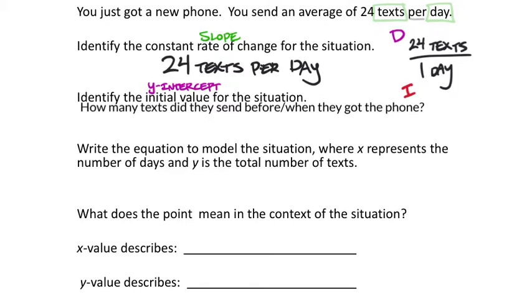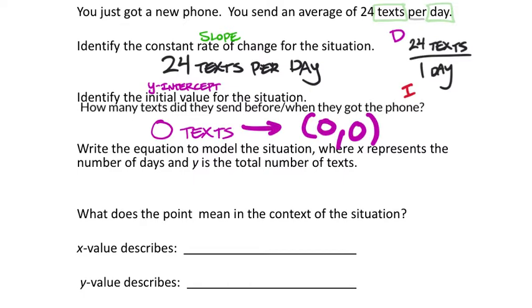Because this would be how many texts did they start with. Now it's not asking how many texts they sent after day one. It's asking how many texts they sent before they started sending texts. And in this case, that would be 0 texts, okay? So that's the initial value on this one. On day 0, they sent 0 texts, which means that we could also write this as an ordered pair. 0 days, on day 0, they had sent 0 texts. At the beginning of day 0.